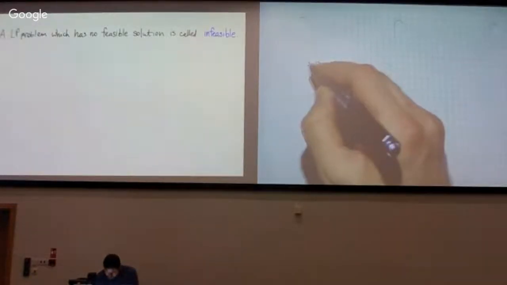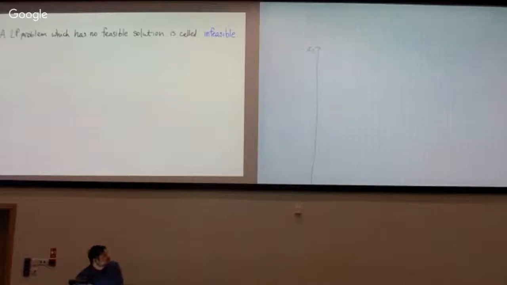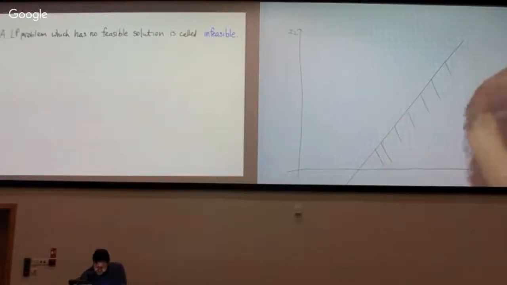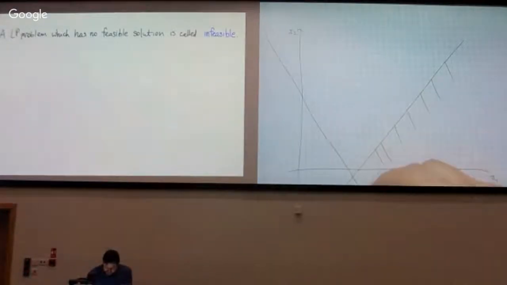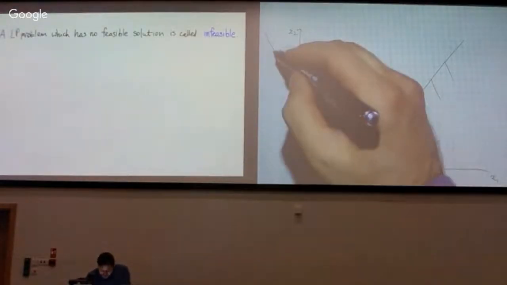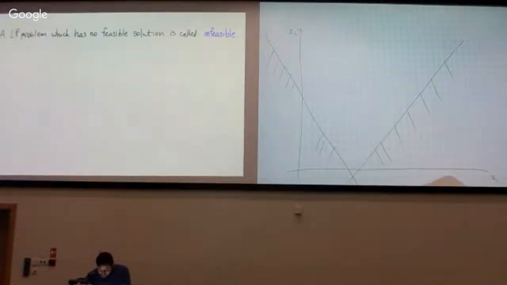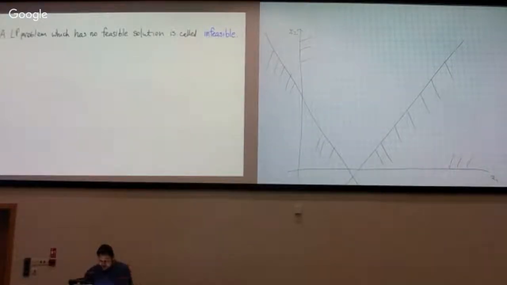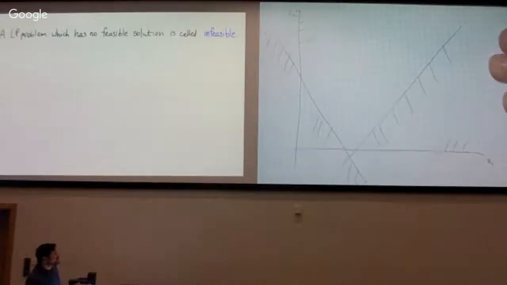And you can draw a constraint like this and say the problem has to be on this side of this straight line. And then you draw another constraint, and you say the problem has to be on this side of this straight line. And you also say that x1 and x2 have to be non-negative. And so you see in this picture, there's absolutely no intersection of these half planes.